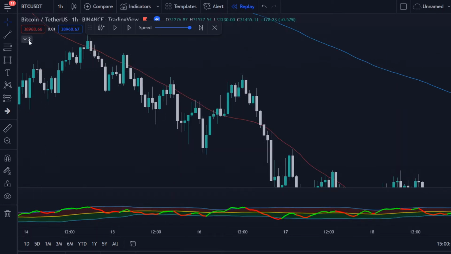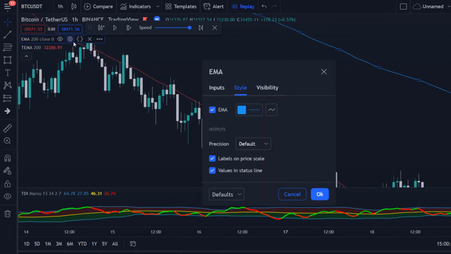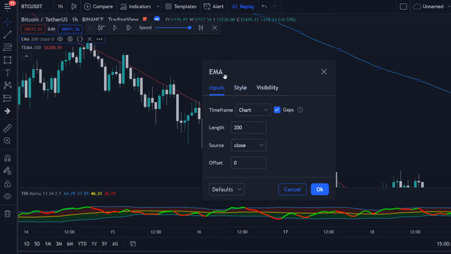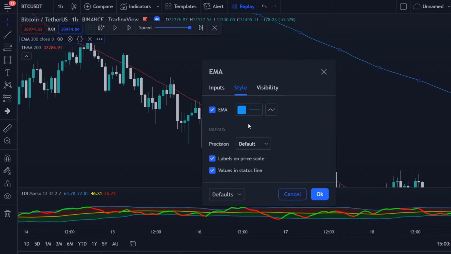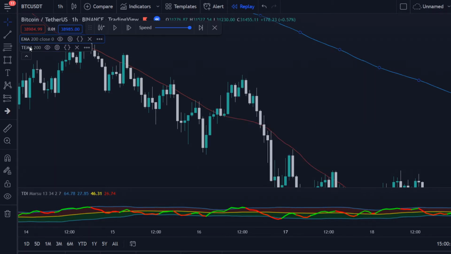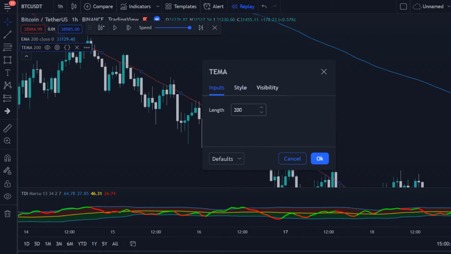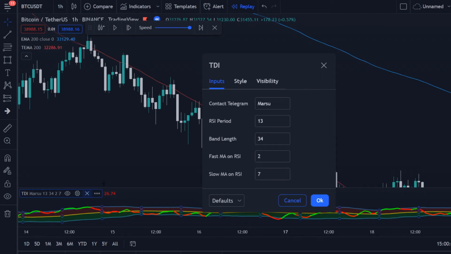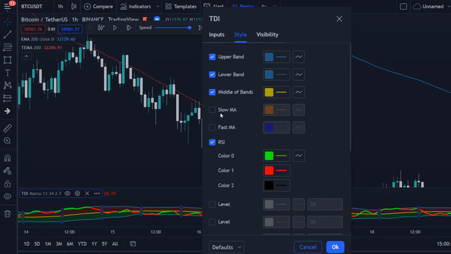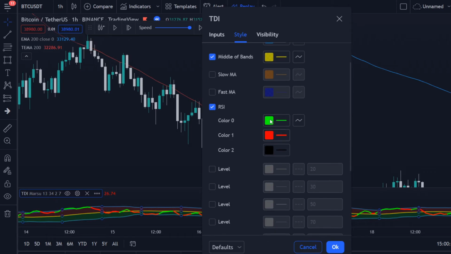Next, we need to adjust the settings because we're not going to use the default settings. First, I'm looking at the exponential moving average. Make sure to use the 200 exponential moving average instead of the 9, and I will give it a blue color. Then we have the TEMA. I will give it a red color, and also make sure to use the 200. And we have the TDI. Make sure to use the default settings over here, and I will disable the slow moving average, the fast moving average.